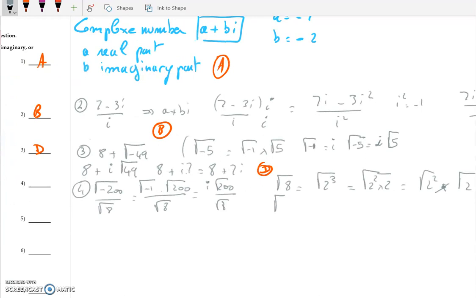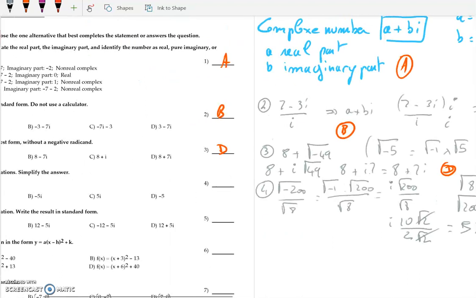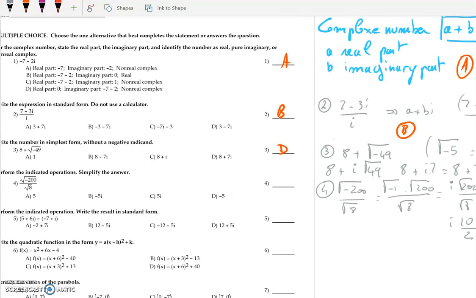Now let's take a look at the square root of 200. The square root of 200 is the square root of 2 multiplied by 100, which is the square root of 2 multiplied by the square root of 100, which is 10 square root of 2. So I end up with, at the end of the day, i times 10 times the square root of 2 divided by 2 times the square root of 2. The square root of 2 cancels out. 10 divided by 2 equals 5. So the answer is going to be 5i. Okay, number 4, the answer is supposed to be 5i. And the answer was C.